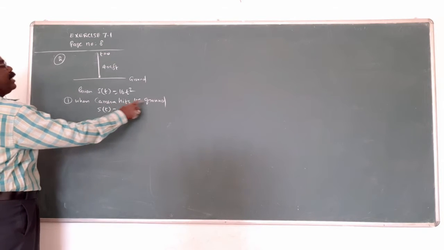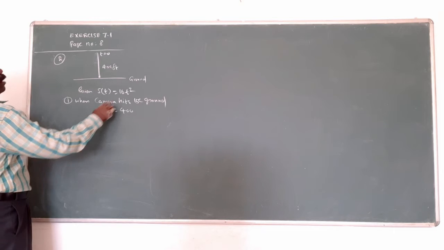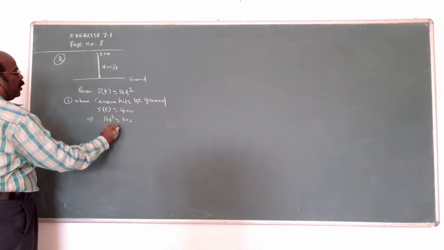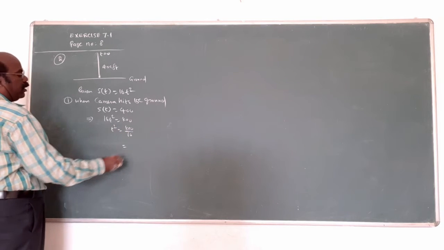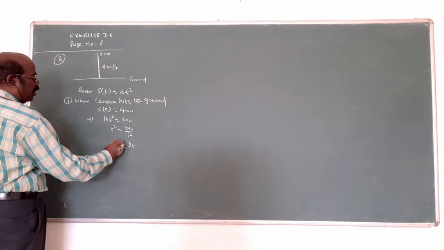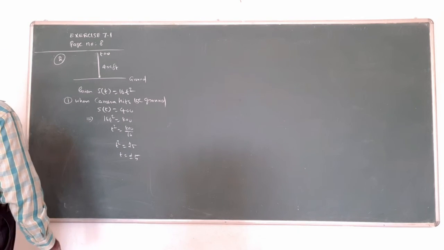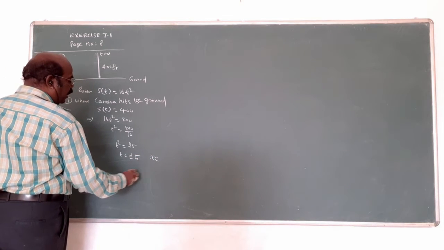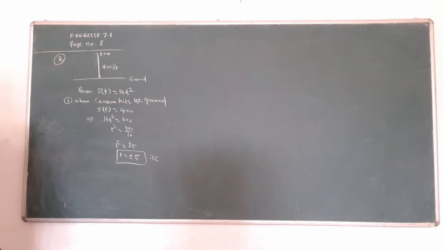When the camera hits the ground, the distance is what? 400. The s of t is 16 t square equal to 400. So t square equal to 400 divided by 16, that is 25. But t equal to what? Plus or minus 5. The t represents seconds, so t is 5 seconds. This is the answer. First one over.